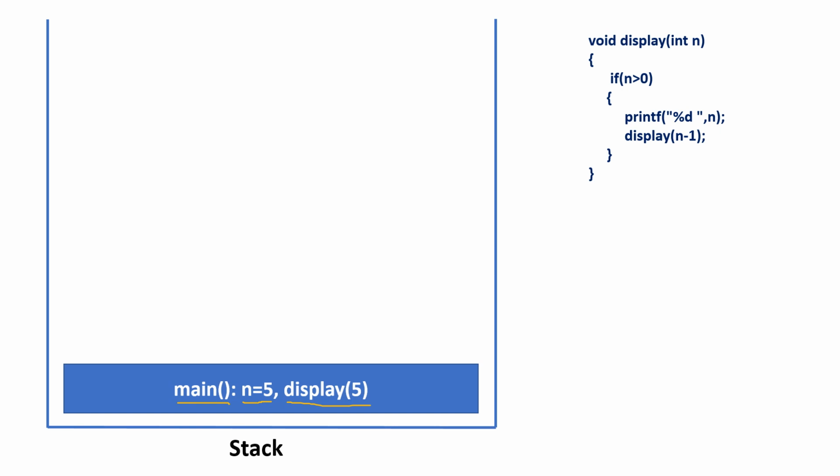Now immediately a copy of the display function is created and it will be placed in the stack. Here a new variable n is created with value 5, and then what are the statements here? First of all, condition. Here n value is greater than 0, 5 is greater than 0. That means we enter into the if block. In the if block we are printing n value, that is 5. Then what is the output we get? We get output 5, and then it is calling another display function with value n minus 1, that is 4.